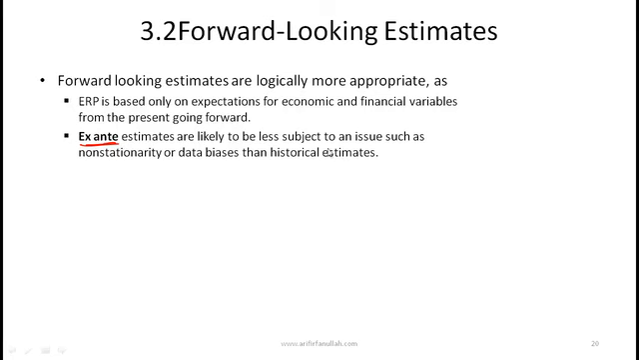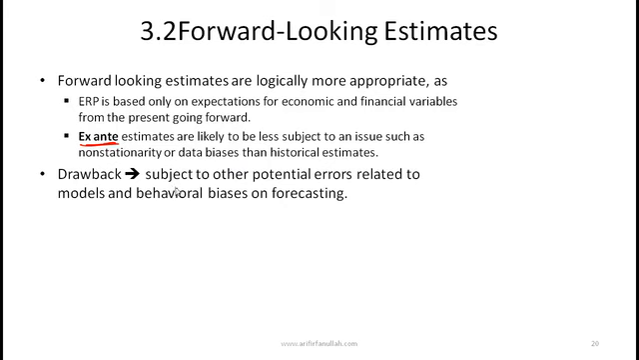Estimates are likely to be less subject to an issue such as non-stationary data or data biases. So that's another advantage of using forward-looking. But what's the drawback? There can be other potential errors. How sure are you that your estimates are good? How sure are you that your models are good? You might be overly confident, which might introduce behavioral biases.